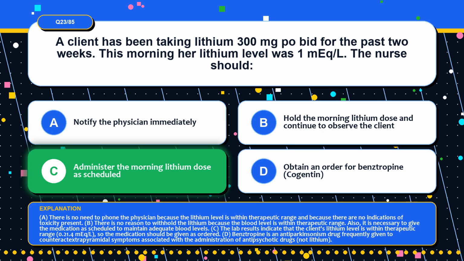C. The lab results indicate that the client's lithium level is within therapeutic range, 0.2 to 1.4 mg/L, so the medication should be given as ordered. D. Benztropine is an antiparkinsonism drug frequently given to counteract extrapyramidal symptoms associated with the administration of antipsychotic drugs, not lithium.